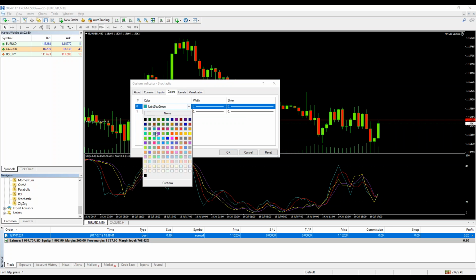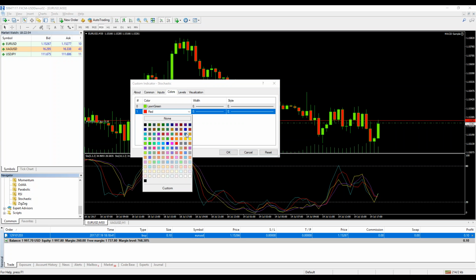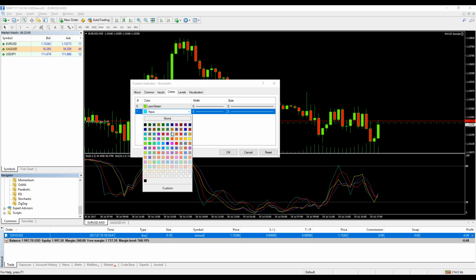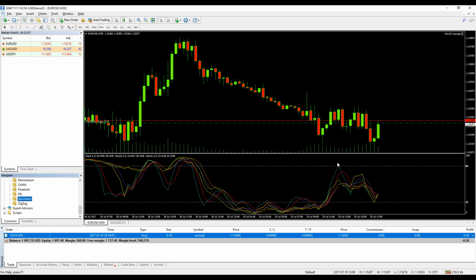Colors, let's go green, and let's go turquoise. Even though there's a turquoise one already. There's a red one already. Okay, let's go orange. Okay, so I mean, it's just different speeds at which the stochastic moves.